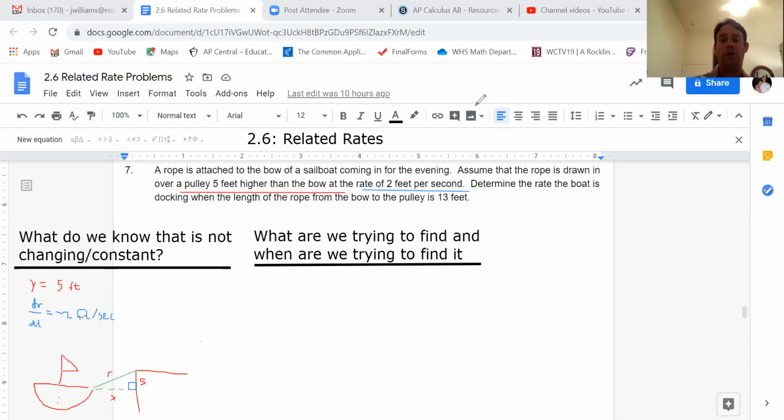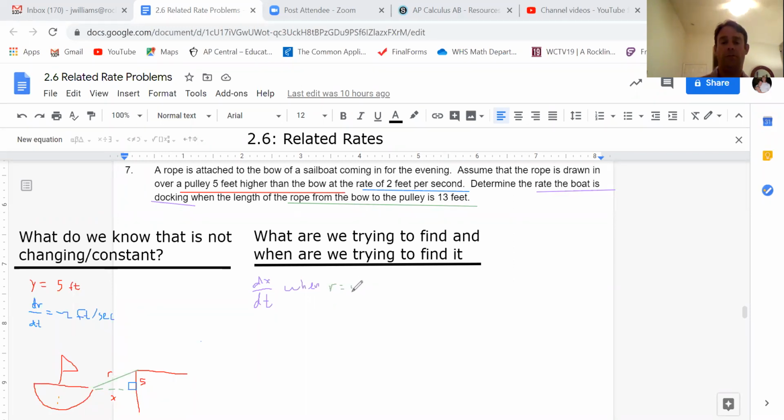It says determine the rate the boat is docking. So think about the boat. That's going to be that x value. As the boat gets closer to the dock, it's the x value that gets shorter. We're going to try to find this when the rope from the bow to the pulley is 13 feet.